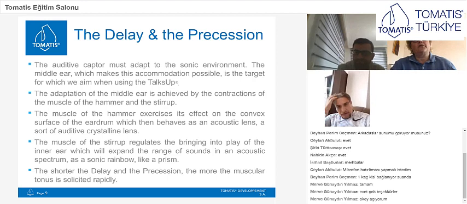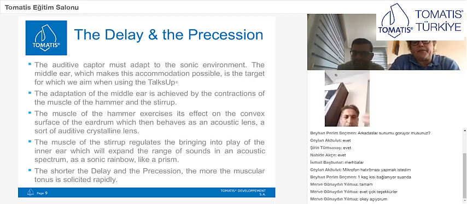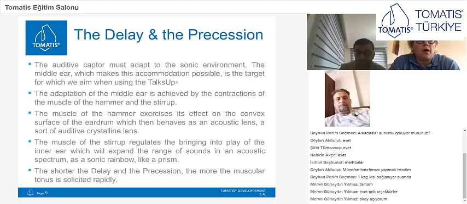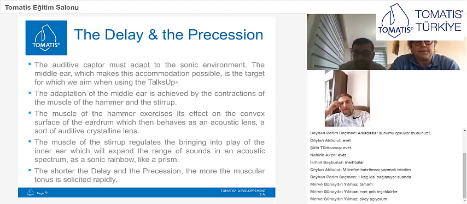So the muscle of the hammer exercises its effect on the convex surface of the eardrum, which then behaves as an acoustic lens, a sort of auditive crystalline lens.